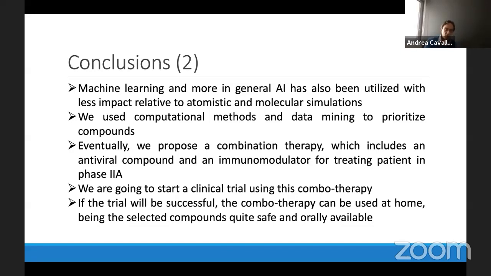I cannot, for confidentiality reasons, tell you which are the two compounds that we are going to utilize in clinical trial, but in collaboration with hospitals, in the next few days, clinical trials will be launched using this combo therapy. Interestingly enough, if the trial is successful, our combo therapy can be used at home, which is probably the next step for preventing the huge hospitalization that we experience in many European countries, particularly in northern Italy.